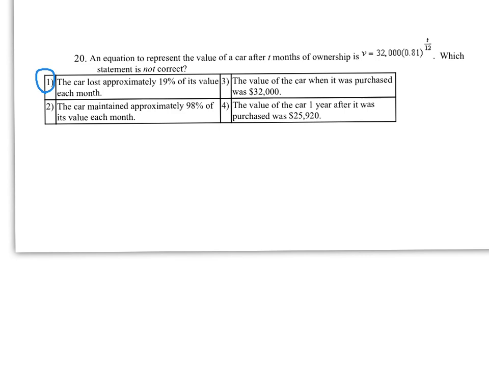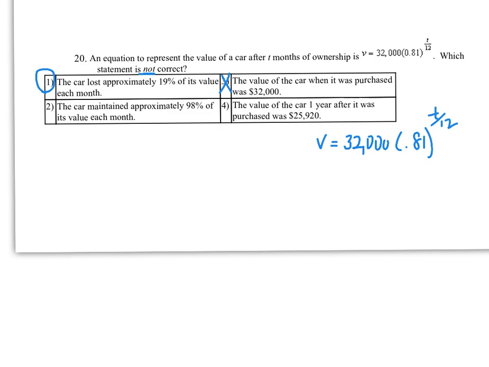So if we look at the equation, the original equation is 32,000 times 0.81 to the T over 12 power. All right, so a couple of things. Remember that when we have an exponential equation like this, this is always your starting amount. So the value of the car when it was purchased in this case was $32,000. So we can eliminate choice 3 as being the answer because this one is asking for which statement is not correct. And we know that the original price of the car would be $32,000. So we eliminate choice 3.